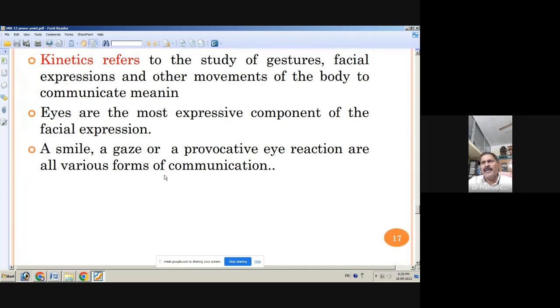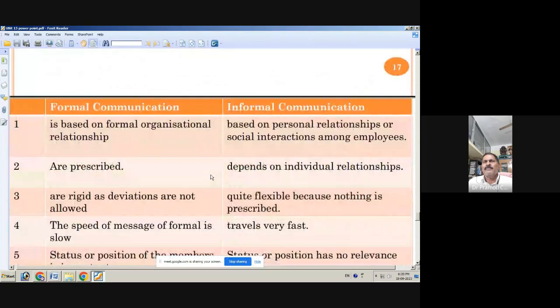A smile, a gaze, or a provocative eye reaction you will have to observe. A smile can indicate that you are happy. A gaze indicates that you are observing something. A provocative eye is always interested in provoking you to agitate, to react. These are all the various forms of nonverbal communication.